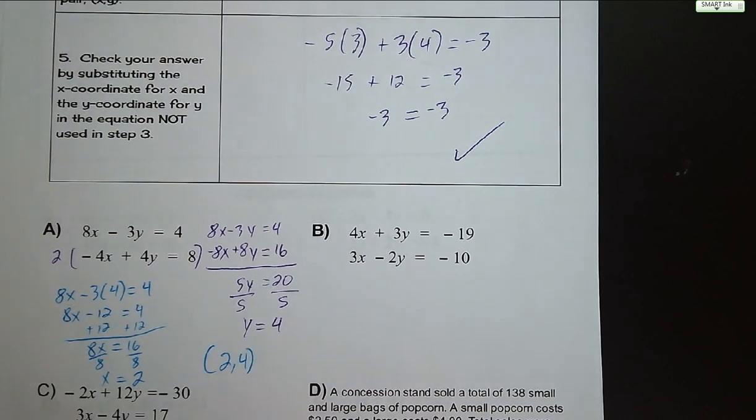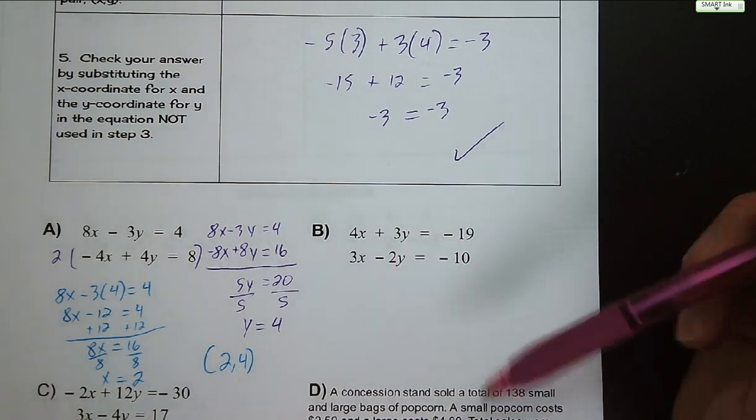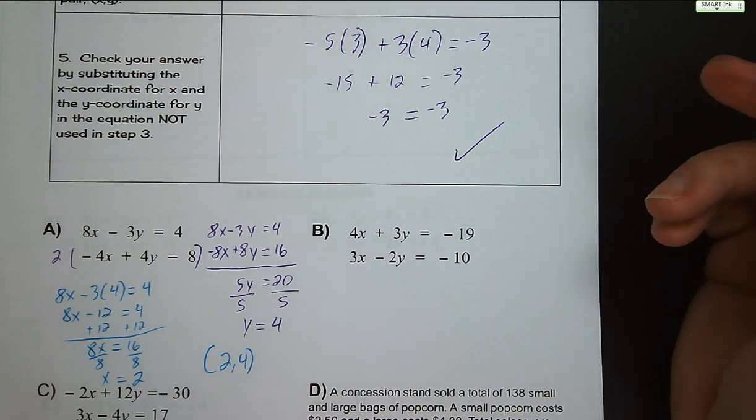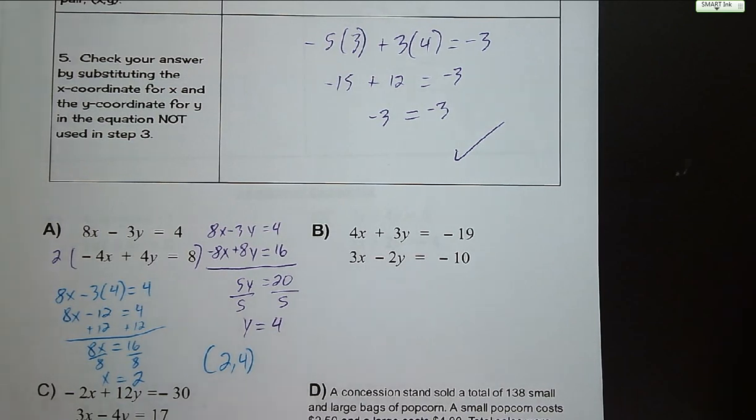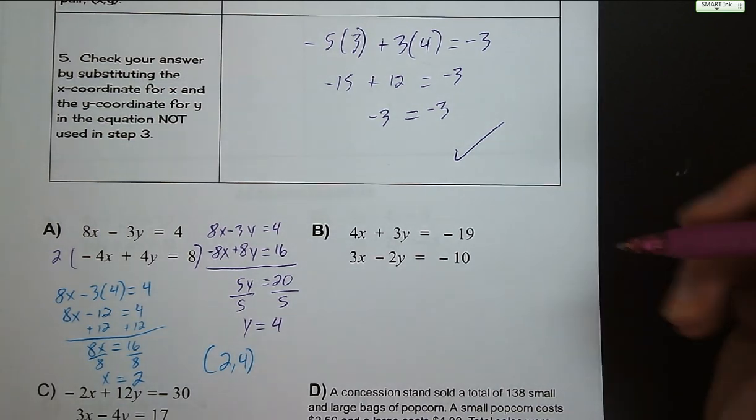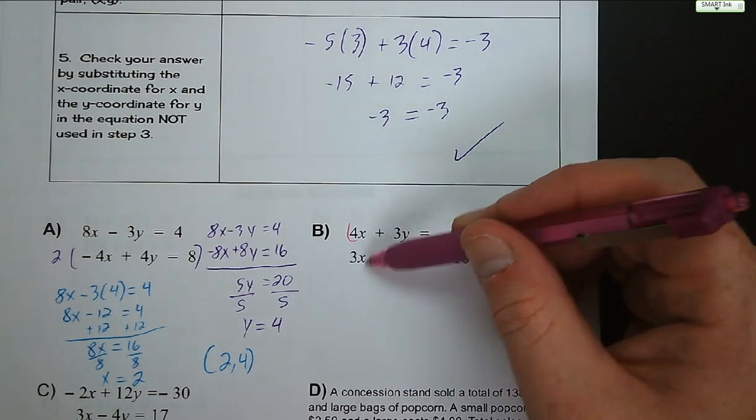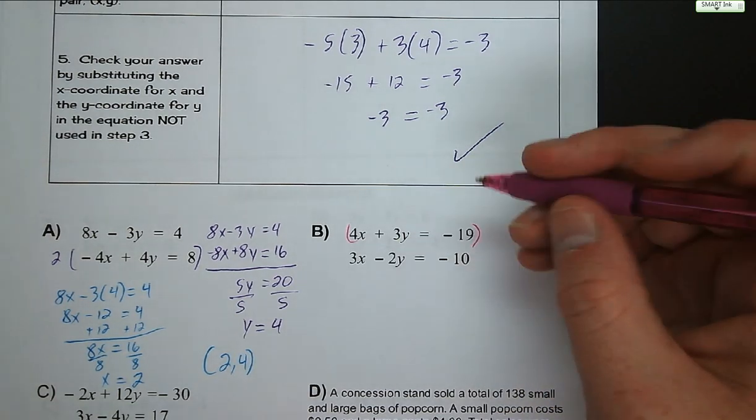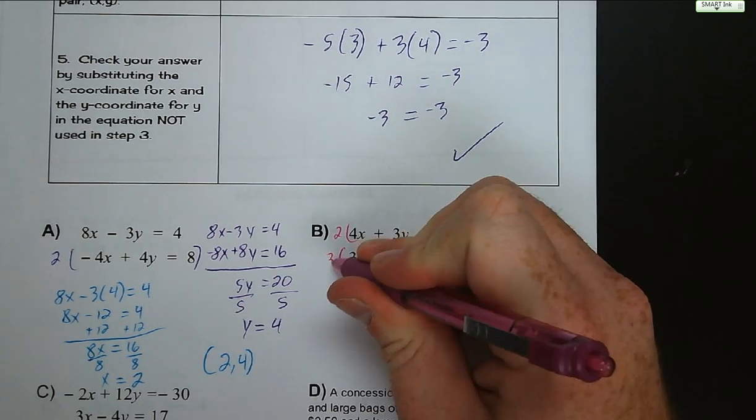Now, looking at letter B, I can't multiply just 4 or 3 by something to get an additive inverse. I have opposite signs on my y, but I have a 3 and a 2, and I can't multiply anything to get one of those. So we can use elimination by multiplying both of our equations by something. If we want to get these positive and negatives to cancel out, our next multiple would be 6. So we're going to have to multiply the first equation by 2 and our second equation by 3.